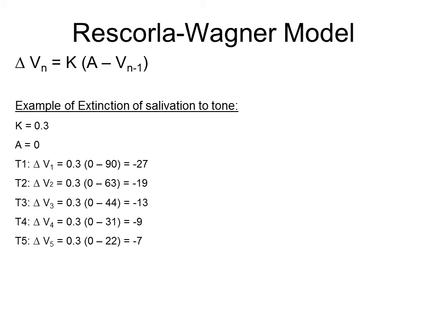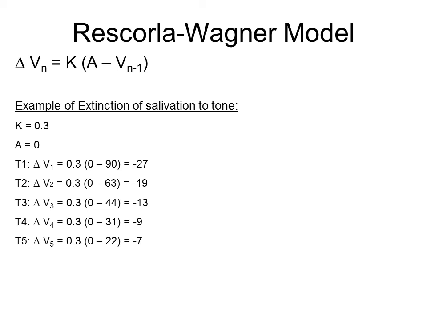And then finishing off, delta V5 is equal to 0.3 times 0 minus 22. That comes, of course, from a loss of 27, a loss of 19, a loss of 13, and a loss of 9. Those sum to give us 22 total associative units. So 0 minus 22, that's negative 22 times 0.3, and that's minus 7. So we lose an additional 7 units.